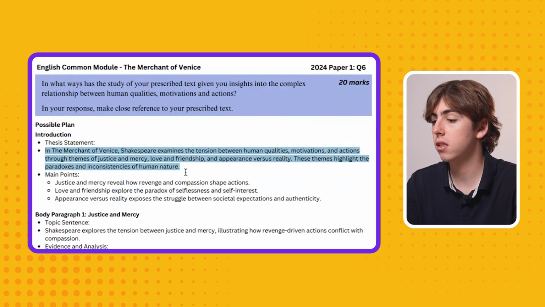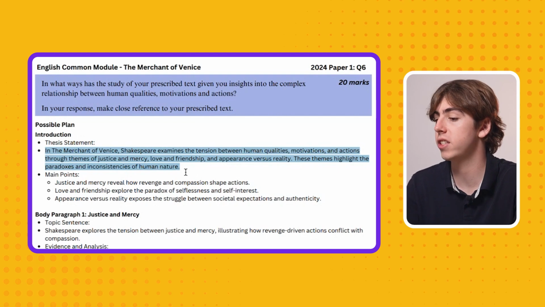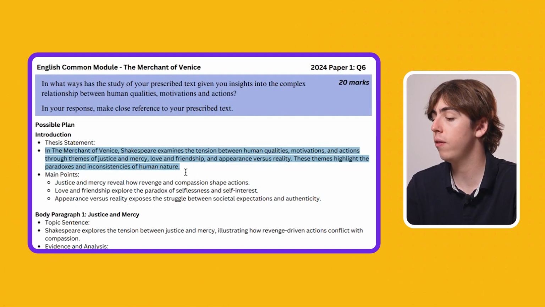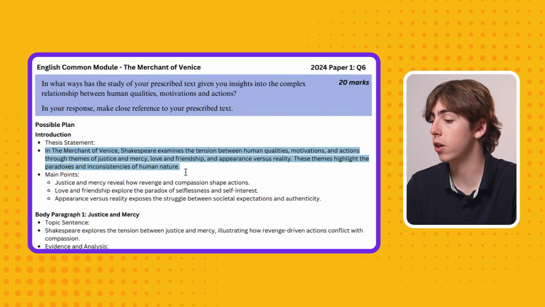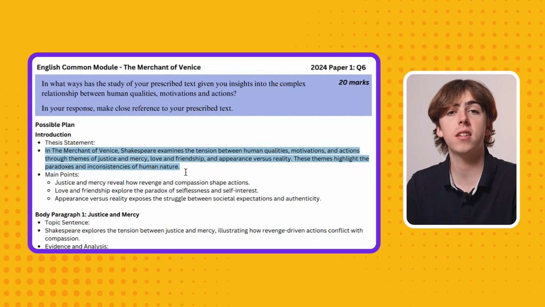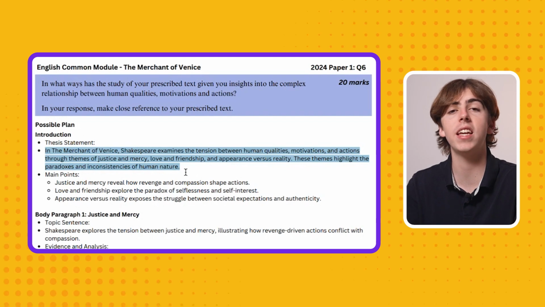In The Merchant of Venice, Shakespeare examines the tension between human qualities, motivations, and actions through themes of justice and mercy, love and friendship, and appearance versus reality. These themes highlight the paradoxes and inconsistencies of human nature. That kind of thesis immediately signals a more sophisticated understanding and sets you up to develop 3 clear body paragraphs.